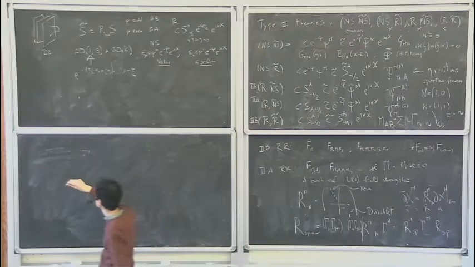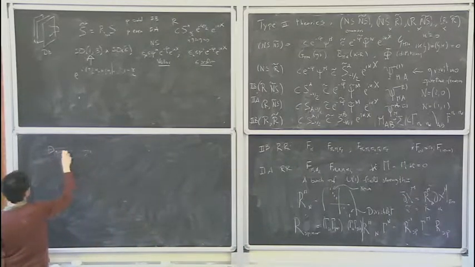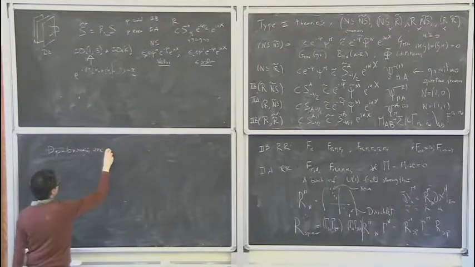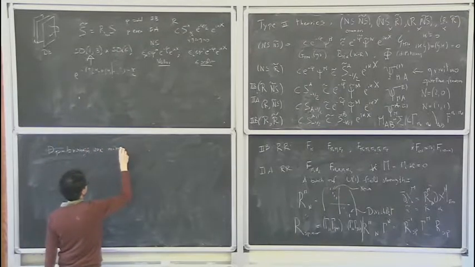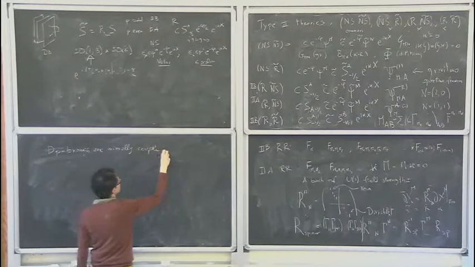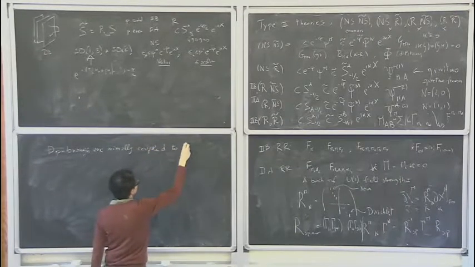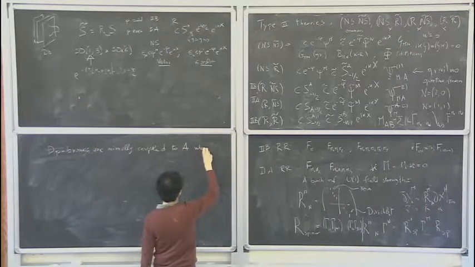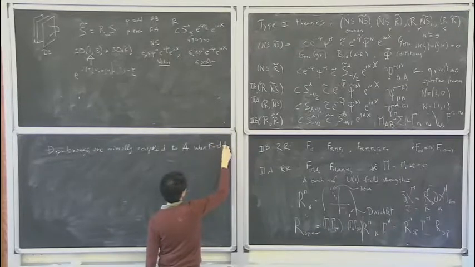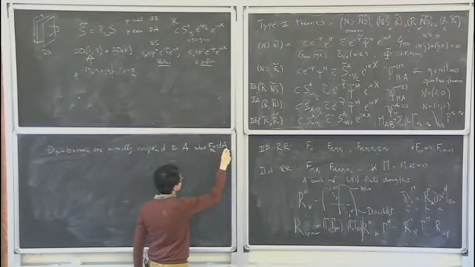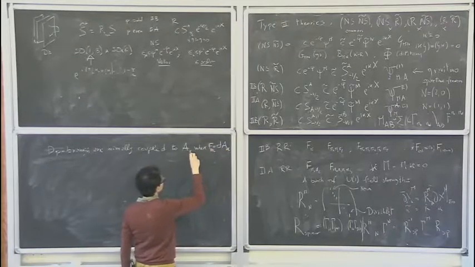So the message: Dp-branes are minimally coupled to A, where F is the field strength of A. And this F is the Ramond field strength, and this A is the Ramond gauge potential.